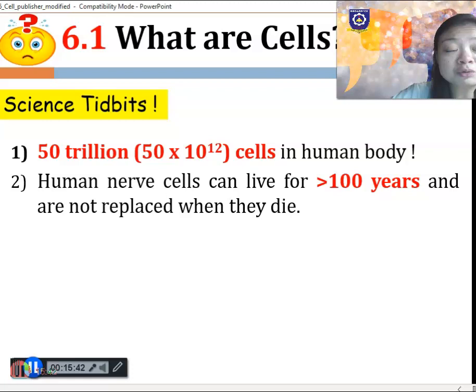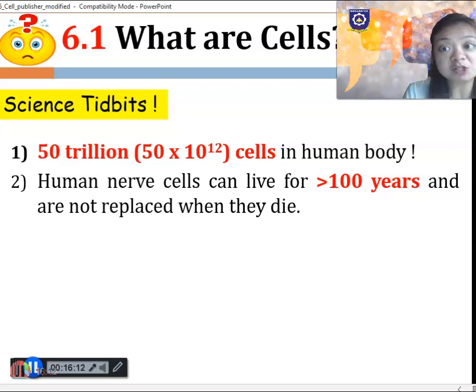All right, and human nerve cells can live for more than 100 years and are not replaced when they die. That means cells in your body have the ability to repair themselves. Now, when you have a small cut, for example, if you are cutting a fruit and you accidentally slip and the knife gives you a small little cut at the tip of your finger, you realize that you bleed, but after a while the wound actually heals. That's because your skin cells are able to regenerate and they are able to be repaired, and so the hole on your wound is able to close up.